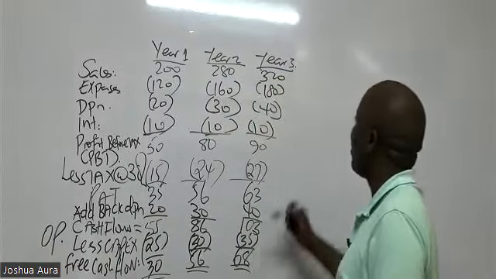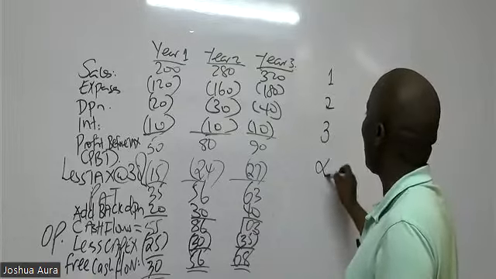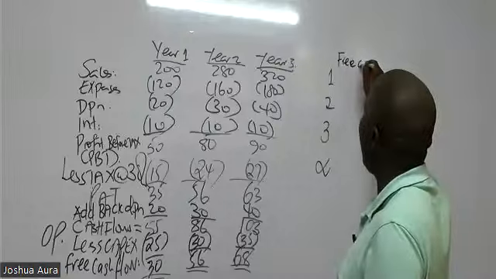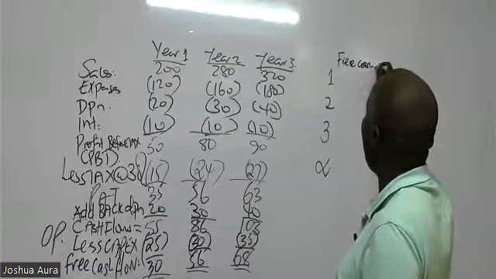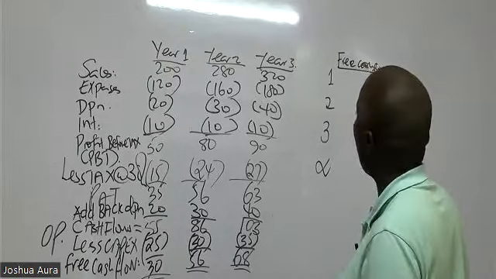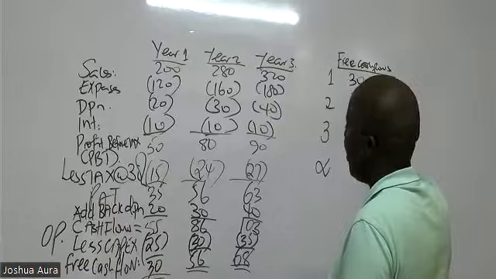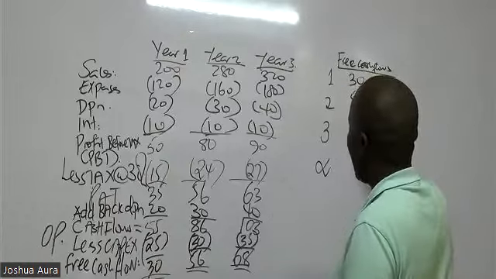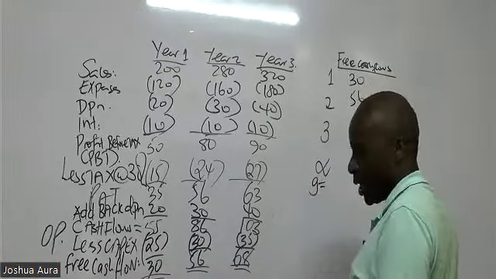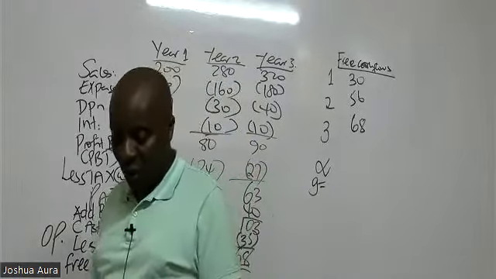Lasa ukuje, usimamishe na useme year 1, year 2, year 3, na kuna infinity. Sasa hapo weke free cash flows are the ones we use for valuation purposes. For valuing target companies, we shall be using free cash flows. So we have 30, 56, and then we have 68. And then these guys have given us growth rate into perpetuity.